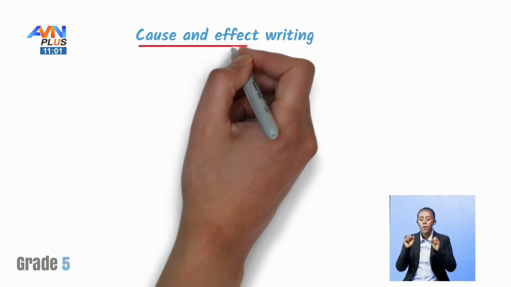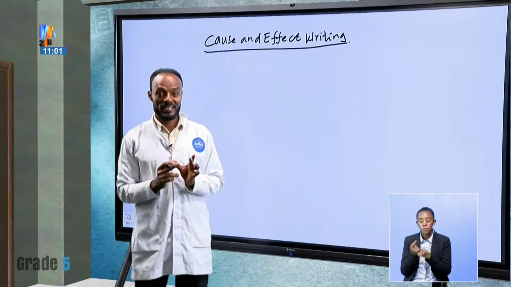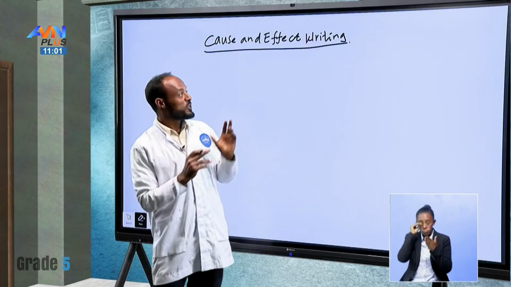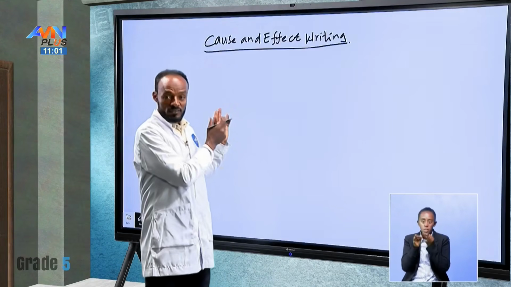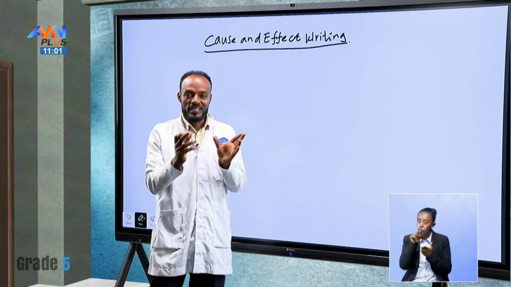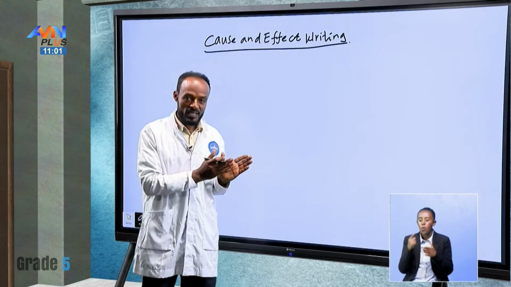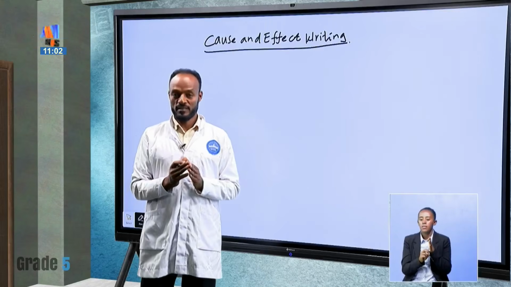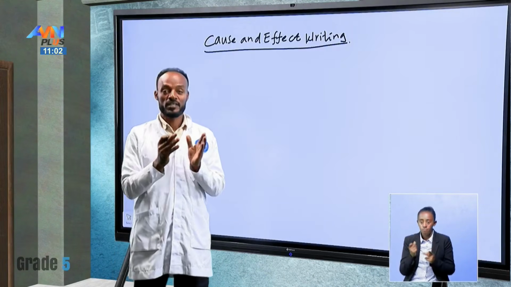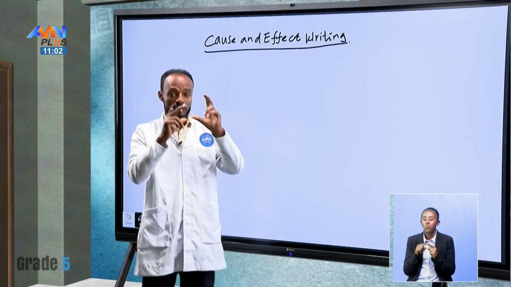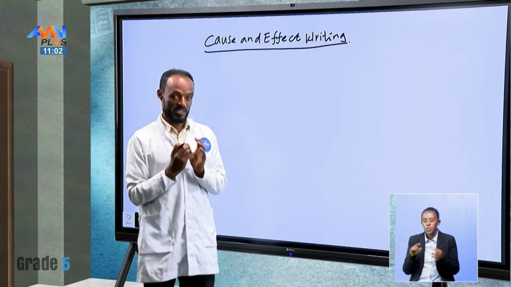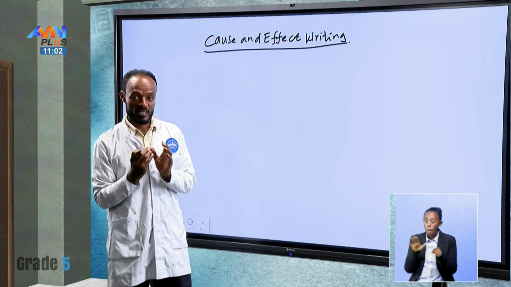Okay, students, before we start today's lesson, let's have specific objectives. At the end of this lesson, you are going to describe cause and effect writing. You are going to differentiate what is cause and what is effect in sentence level and in paragraph level. Is it clear? Good. Then you will be able to rewrite the jumbled sentence to make one complete sentence or maybe one complete paragraph. Is it clear?